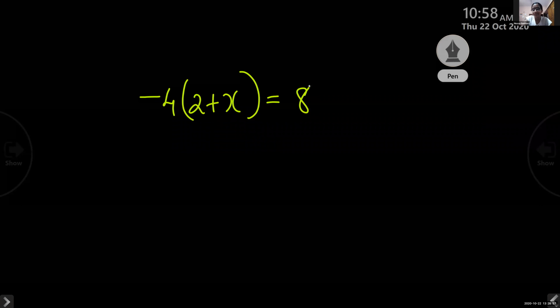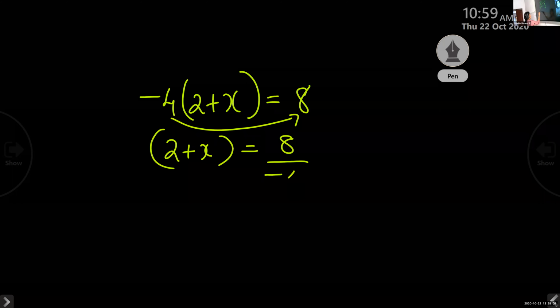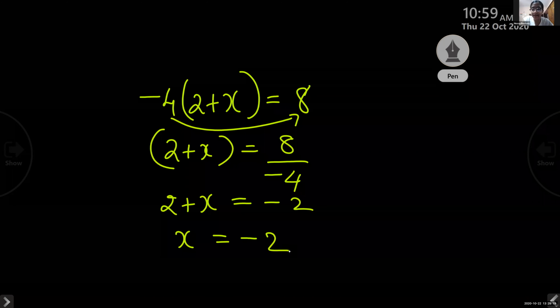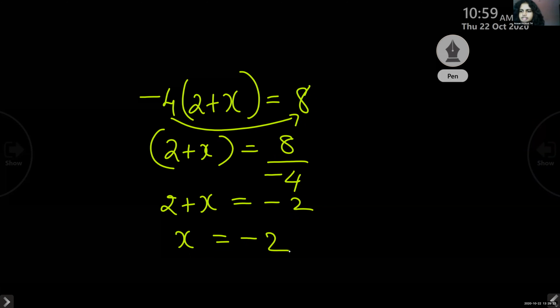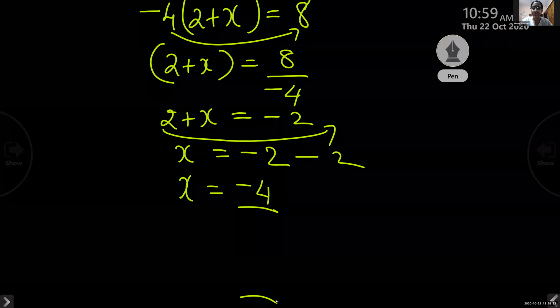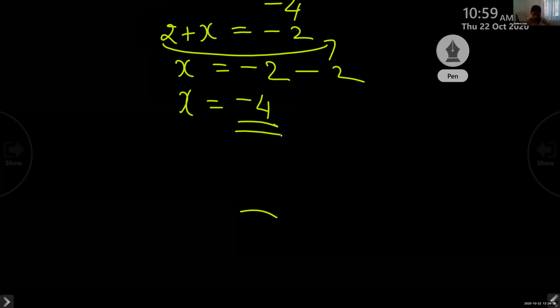Negative 4. Yes. Answer is negative 4, correct. We'll get negative 4. So 2 plus x is equal to 8. This we'll take to the other side by negative 4. 2 plus x equals 8 by negative 4, which is negative 2, isn't it? So x is equal to how much? Negative 2 minus 2. This 2 one will take to this side. So what it will become? Minus 2 minus 2. So answer will be negative 4. Negative 4 is the answer.